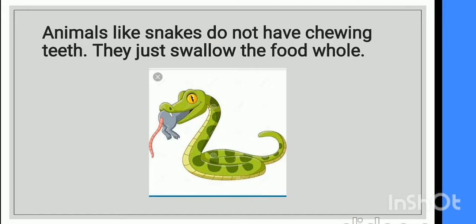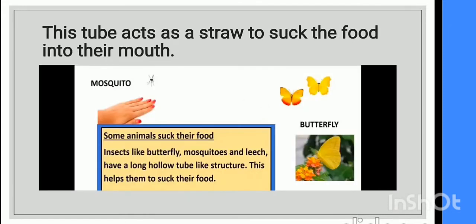Next one is insects. Insects like mosquito, butterfly. They have a long, thin tube attached to their mouth. This tube acts as a straw to suck the food into their mouth. The insects take only liquid food.